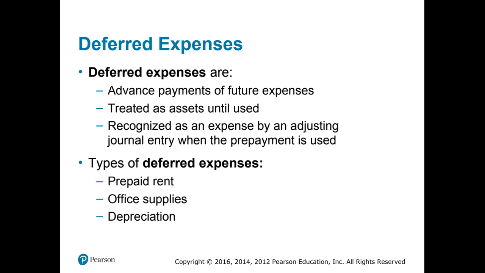But advance payments of future expenses. So this is where we paid something early that we know we're going to have to pay later. A lot of times the most common one you would see is probably rent. So we paid our rent early. We paid it on December 31st, but it wasn't due until January 1st. So it's deferred until it's due. Types of deferred expenses: prepaid rent, office supplies, and depreciation.